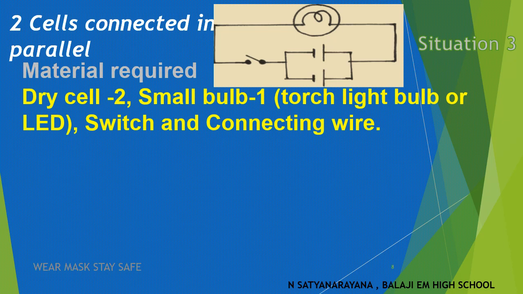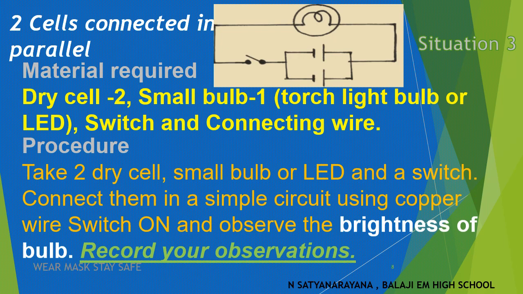How many dry cells? Two dry cells, yes. But the bulb will be one, that is an LED, and a switch and a connecting wire. All the materials required. So what is the procedure? Simply connect them with the help of a copper wire. What we have connected: two dry cells, a small bulb, LED and a switch. Connect a simple circuit using the copper wire, switch on and observe the brightness now.